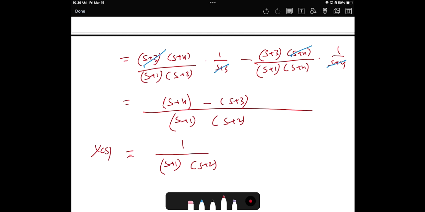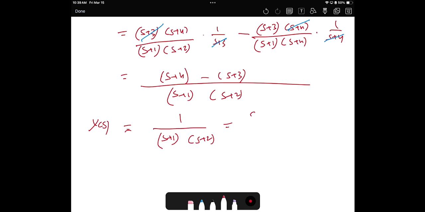Okay? Now, we have y of s. The question is to find the y of t, not y of s. We need to do Laplace inverse also. How do we need to do Laplace inverse? Let's do partial fraction expansion. Is this one strictly proper? Yes. So we can say this will be c1 over s plus 1 plus c2 over s plus 2.